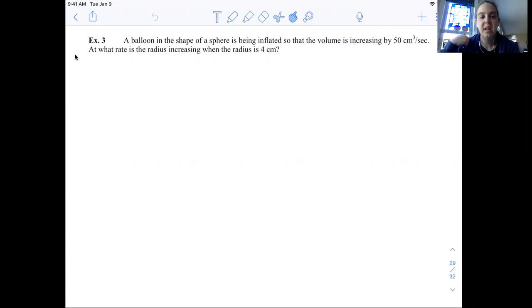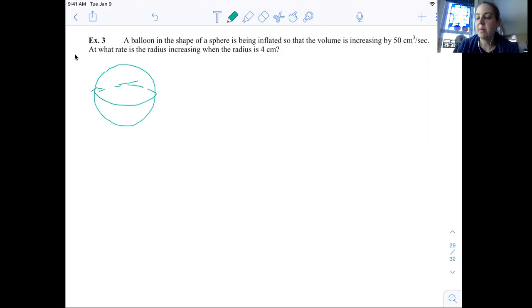So example 3, a balloon in the shape of a sphere is being inflated so that the volume is increasing by 50 cubic centimeters per second. At what rate is the radius increasing when the radius is 4 centimeters? So just like with the rectangles, just like with the triangles, we're going to start out with a picture. So draw yourself a circle. This is a balloon in a sphere, so if you want to try to make it three-dimensional, maybe something like that.